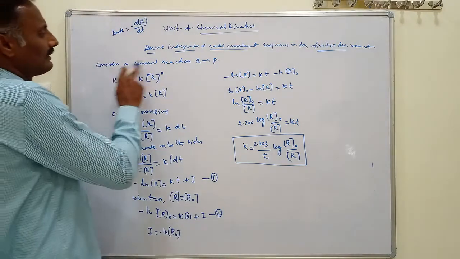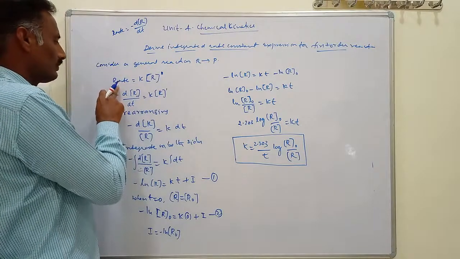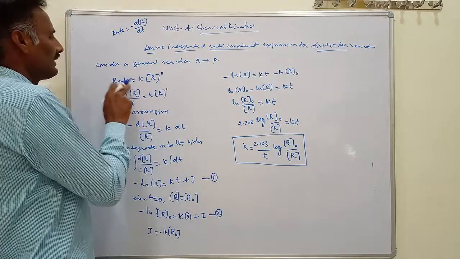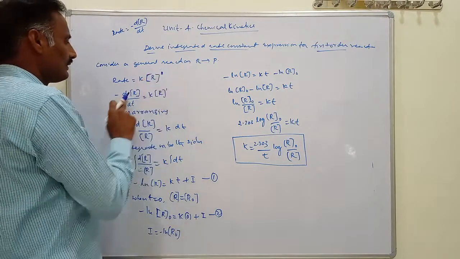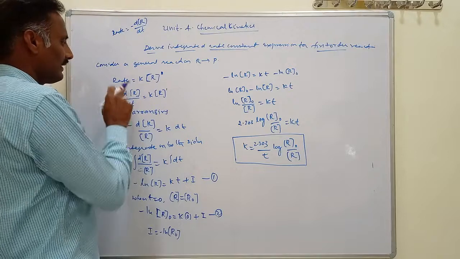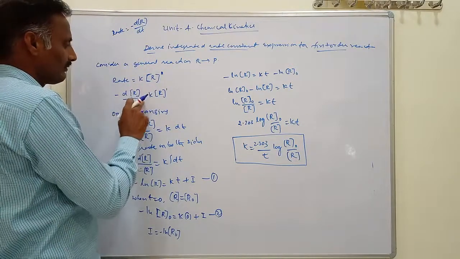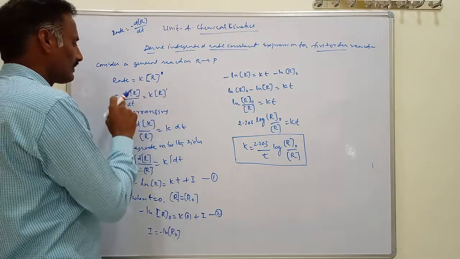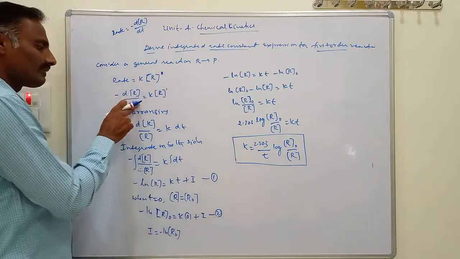First consider a general reaction, R gives P. Here we write the basic rate expression: the rate equals k r power 1, this is first order, nothing but the power is 1. Rate is nothing but minus dr by dt, and minus dr by dt equals k r. This is the differential rate expression. Then you convert the differential rate equation into the integrated rate equation.